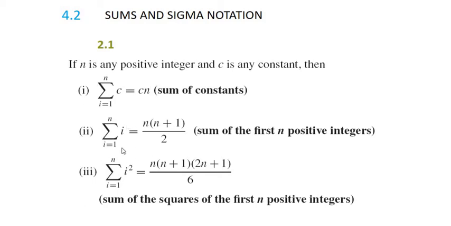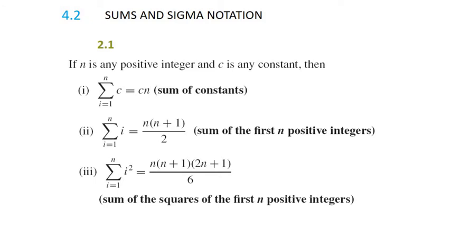which saves a lot of time and paper and everything to do this summation. Look at this first one. This first one basically says that the summation of i equals 1 to n of a constant is always going to be the constant times that number n.